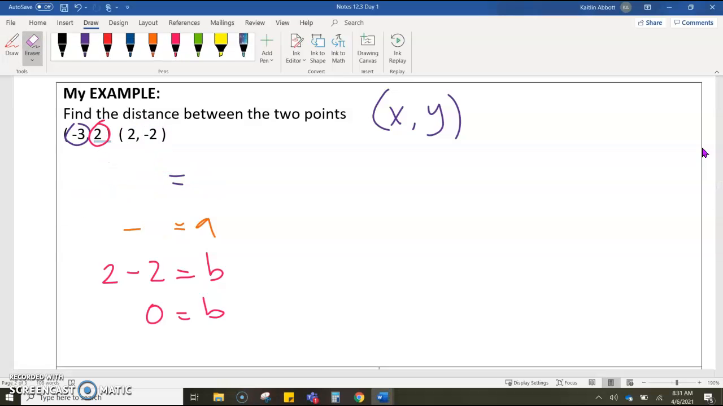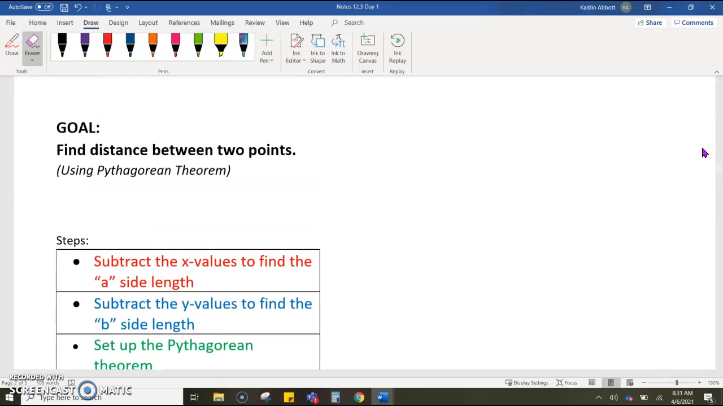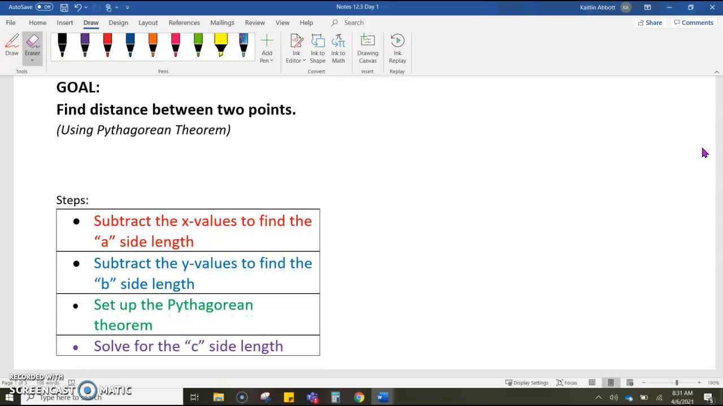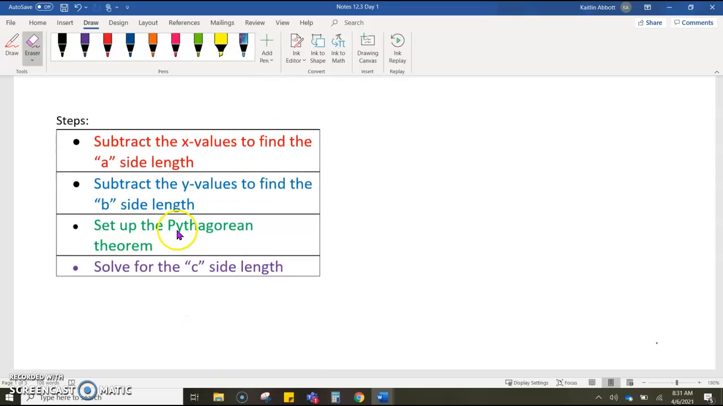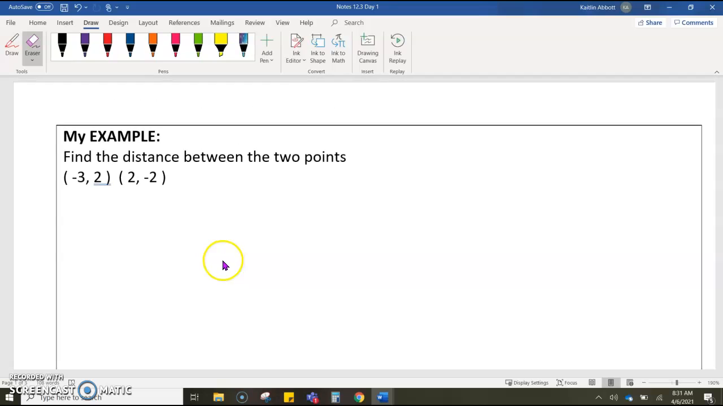Okay, so we're going to be moving on to today's stuff. Ignore me erasing. So you're going to be finding the distance between 2 points using the Pythagorean Theorem. So we're going to subtract the x values and get the length of side A. And we're going to subtract the y values for the length of side B, plug into the Pythagorean Theorem, and then solve for C, like you did before break.